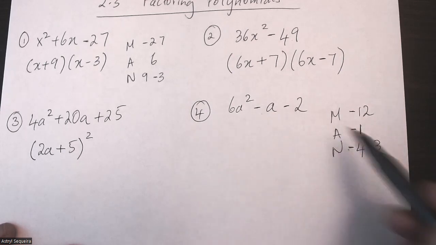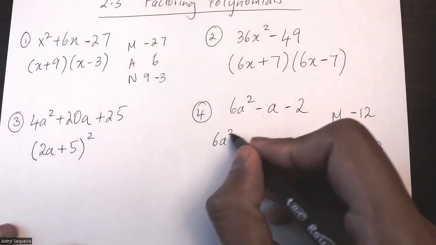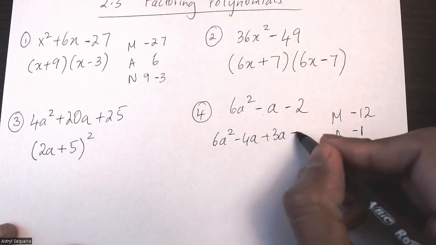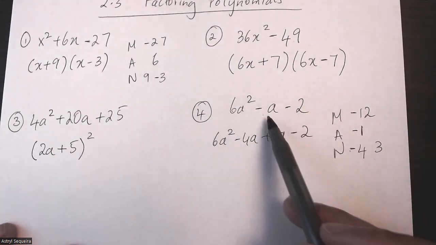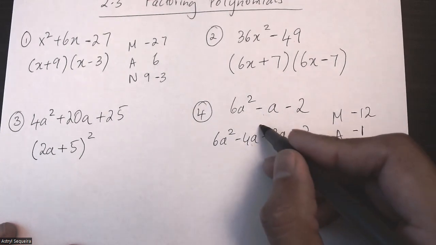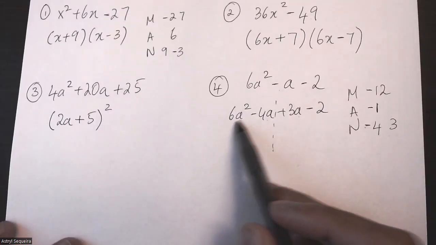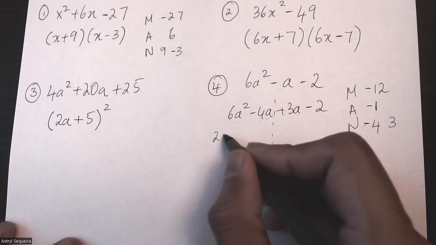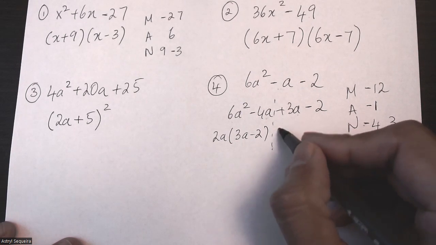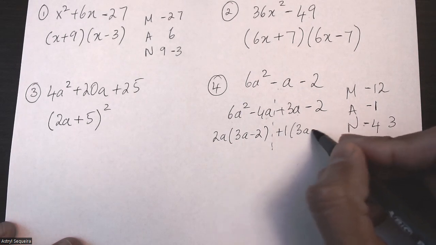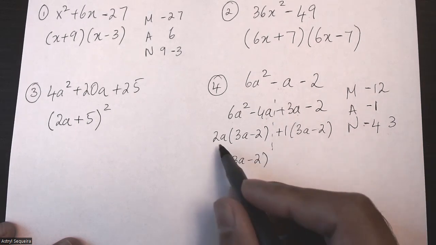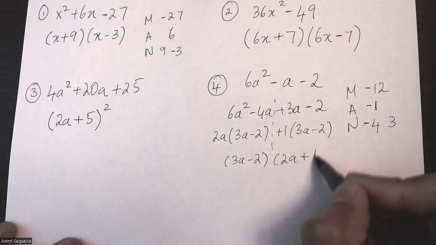Now I have to break down the middle term into these two numbers. So I'm going to rewrite this as 6a squared minus 4a plus 3a minus 2. I basically rewrote the equation, but I changed the middle term into two terms using my two numbers. And now I'll factor by grouping. My common factor over here between these two is 2a. I'm left with 3a minus 2. A common factor between these two is just 1. I'm left with 3a minus 2. I'll common factor out this bracket. I'm just left with the outsides, which is 2a plus 1.